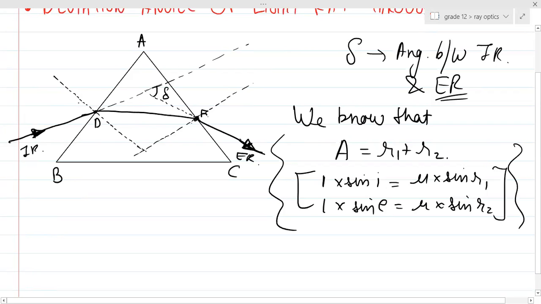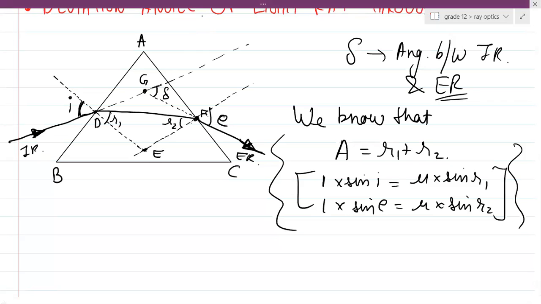This angle is delta. This is I. This is R1. This is R2. This I named as E. And this I'm naming as G. So can you see over here? This angle is I. Sorry, this angle is also E, right? So every angle has been defined now.